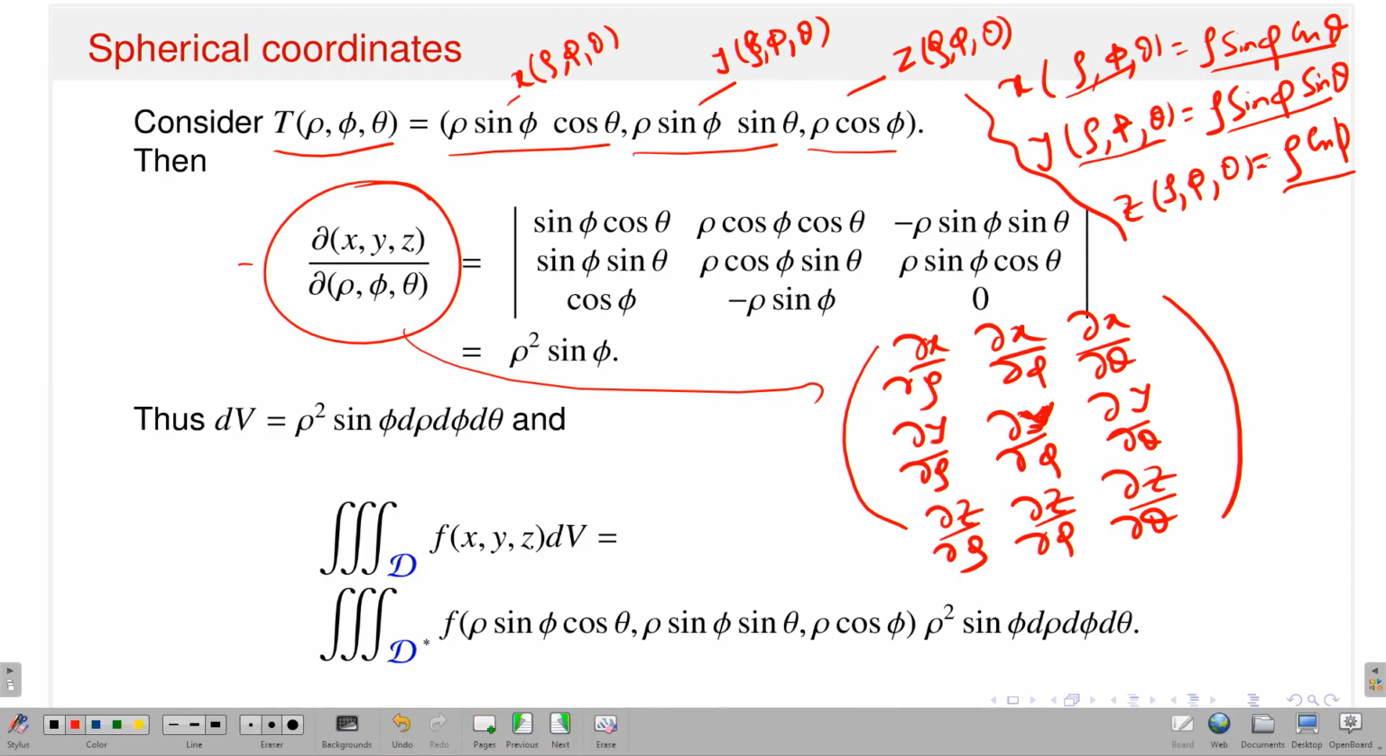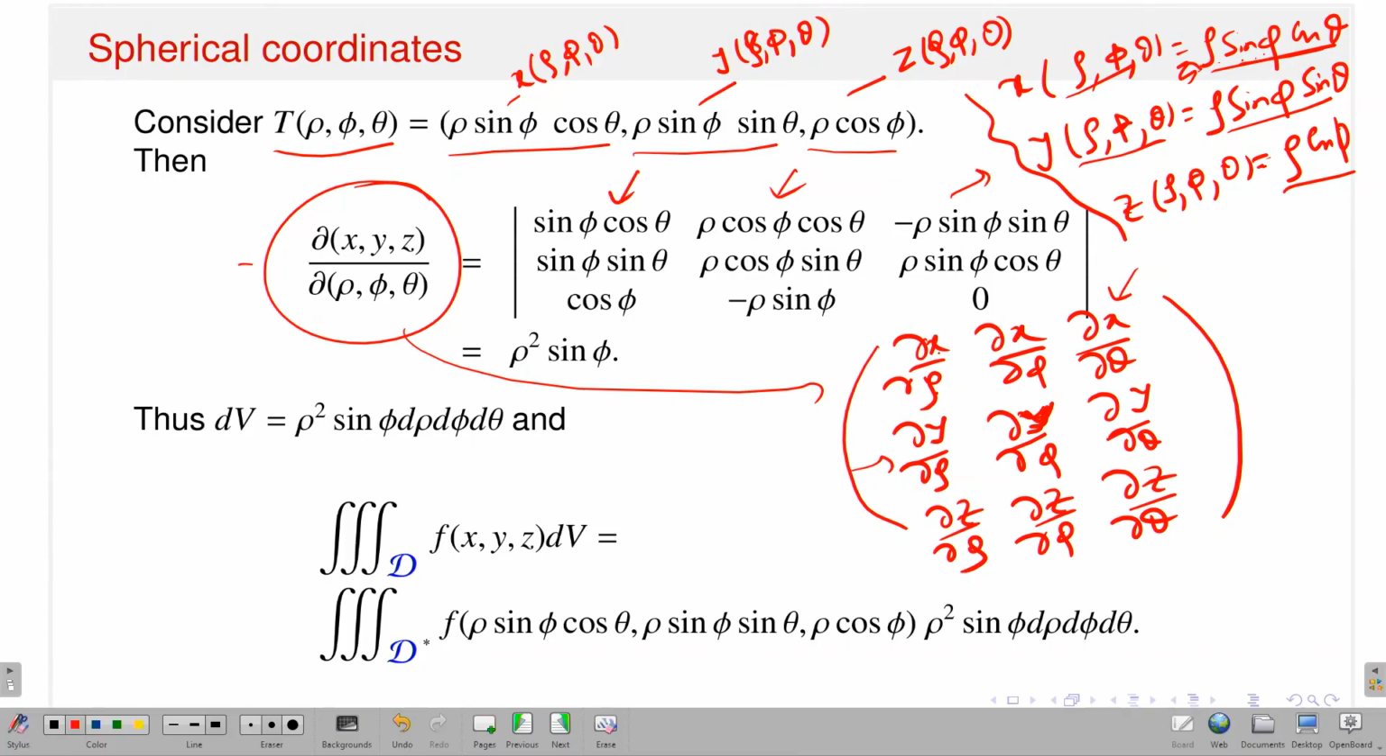Okay, if I do that, what will happen? Look, del x del rho: x is rho sin phi cosine theta. If I take the partial derivative of x with respect to rho, this rho gives 1, and sin phi cosine theta is constant, so it stays as it is. Then del x del phi, that means keep rho and theta constant, so you take the derivative of sin phi, that means cosine phi, so rho cos phi cos theta. If I take the partial derivative of x with respect to theta, that means keep rho and phi constant, so rho sin phi stays, and the derivative of cosine theta is minus sin theta, so this is minus rho sin phi sin theta.